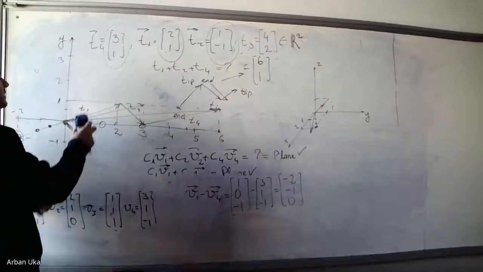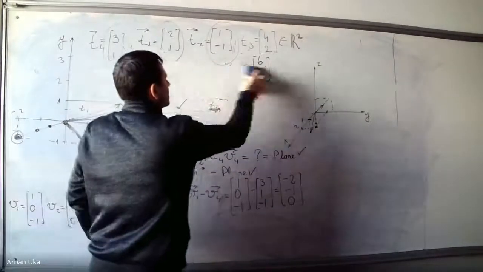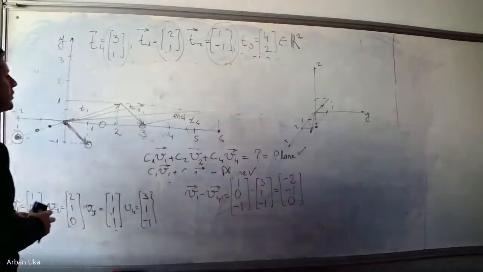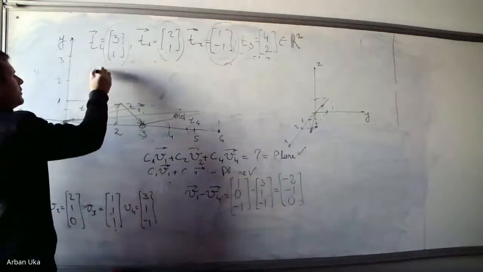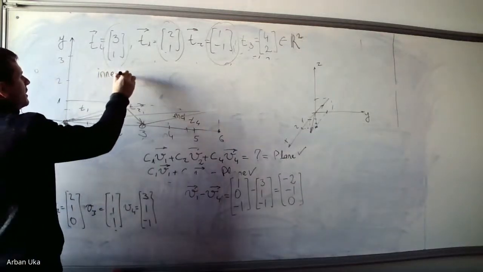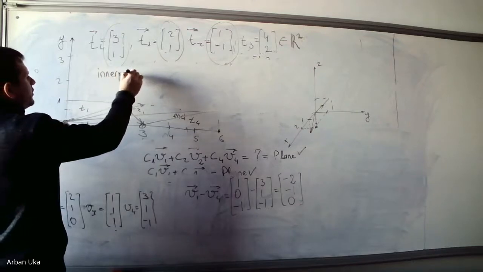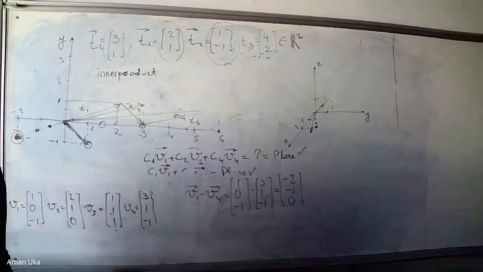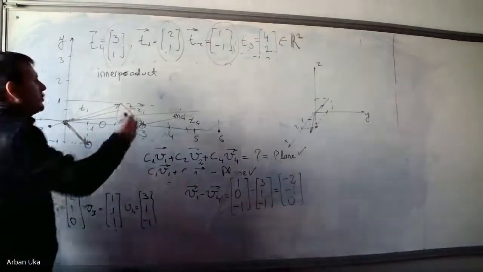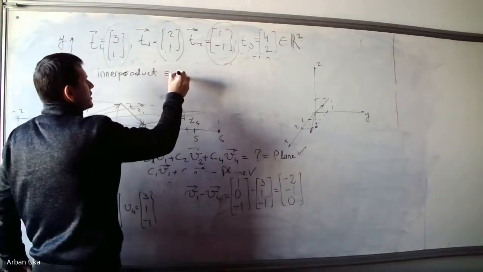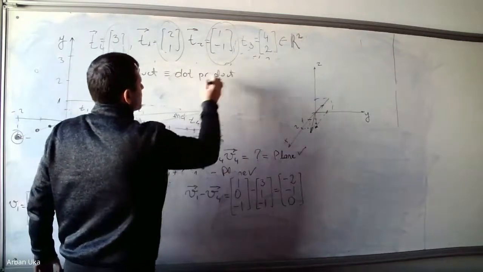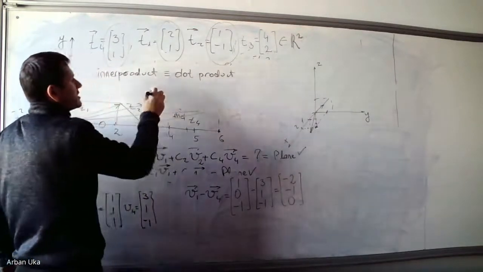Another important operation that we can do with vectors is the inner product. Okay, inner product. It is equivalent to the multiplication between two vectors. We call this one also dot product. Okay, dot product or scalar product.